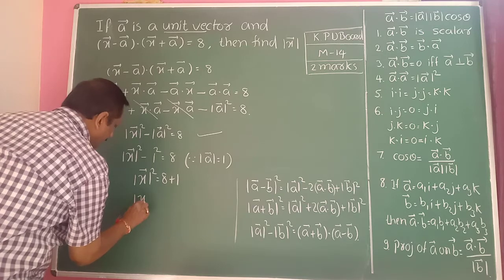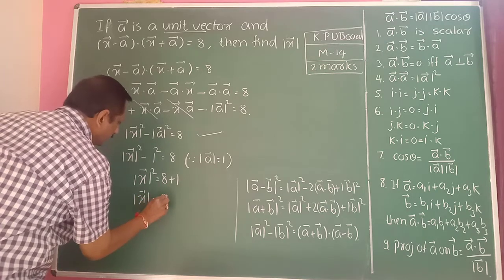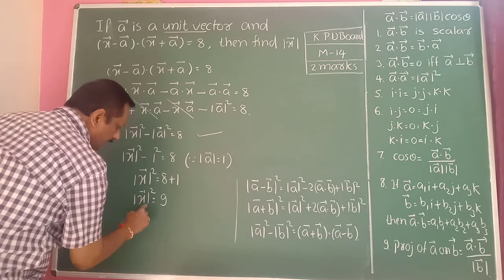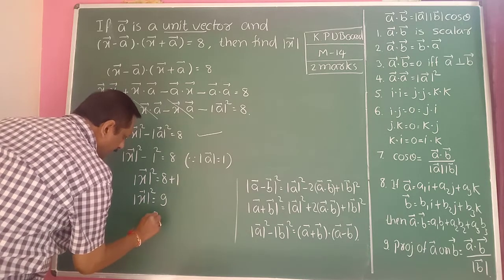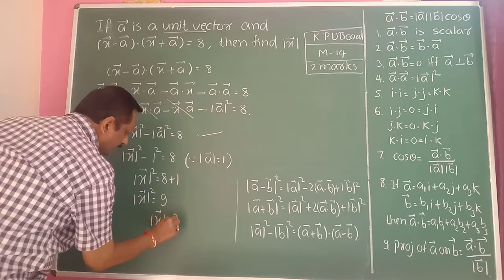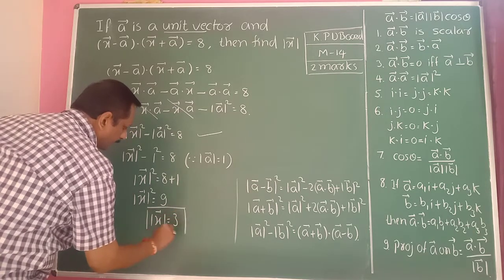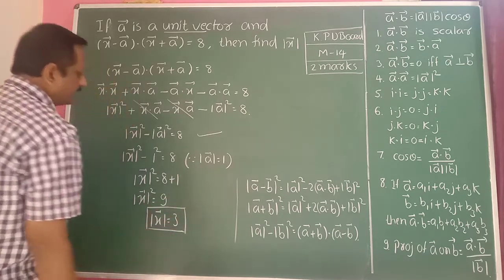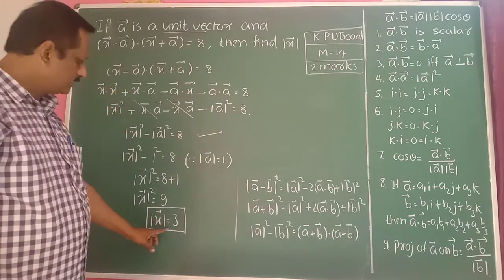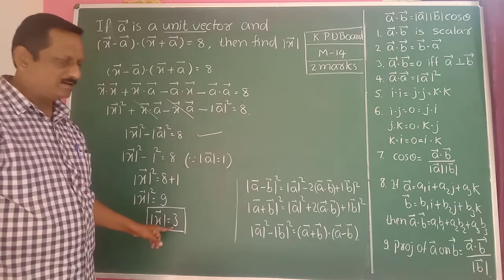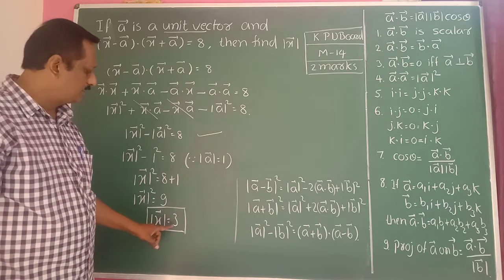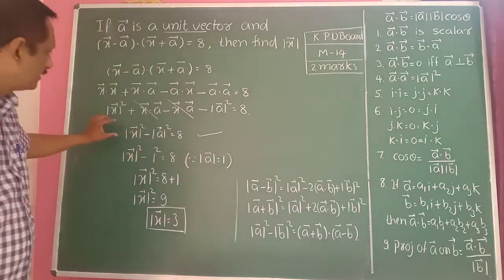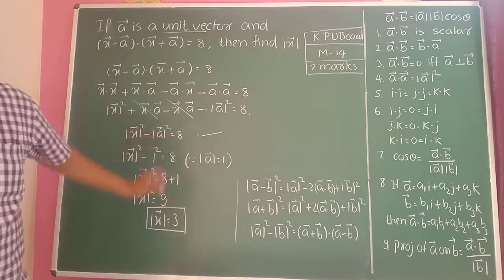Then modulus of x bar square is equal to 9, and the modulus of x bar is the root of 9. Square root of 9 is 3. Modulus is always positive. Modulus means the length of the vector, so it is actually positive. So take only plus 3, not minus 3. So modulus of x bar is equal to 3, which is the answer. Okay, using this formula, you can directly write this step also.